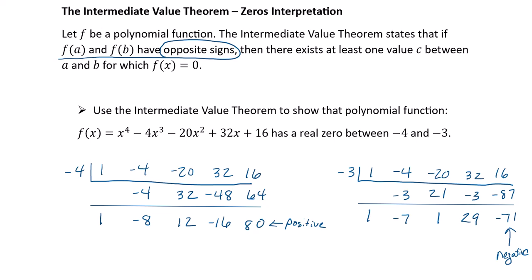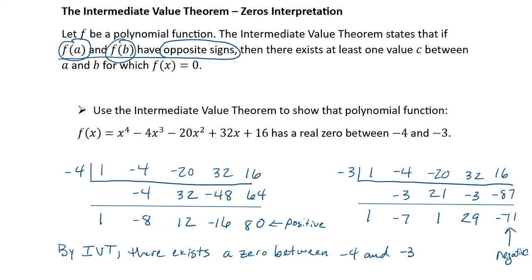Now, by the intermediate value theorem, f of a and f of b have opposite signs. There exists at least one value c between a and b where we have a zero. So we just state that. By the intermediate value theorem, there exists a zero between -4 and -3.